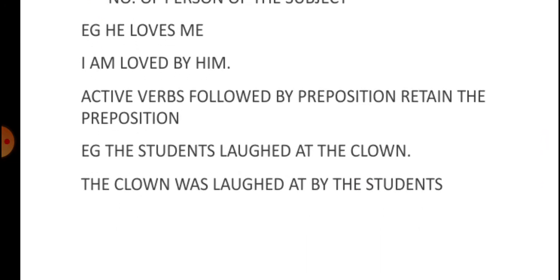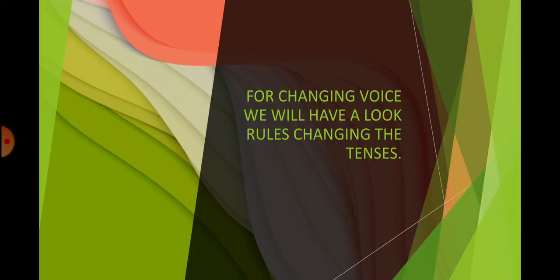The verb is changed. An active verb followed by a preposition retains the preposition. That means if a preposition is attached anywhere, it will remain as it is in the passive as well. Example: students laughed at the clown. The children laughed at the clown. Now we will say the clown was laughed at by the students. Here this "at" is here also and here also. The preposition retains.